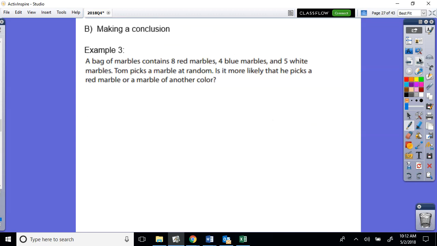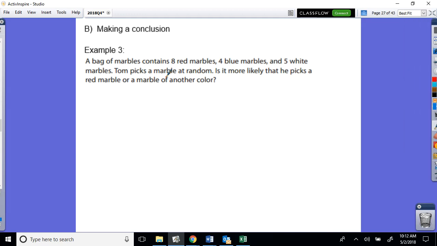The last type of thing you guys are going to do is make a conclusion. Basically, write out what you think will happen given a situation. We're going to calculate some probability and then make a conclusion on what we think would happen. A bag of marbles contains 8 red marbles, 4 blue marbles, and 5 white marbles. Tom picks a marble at random. Is it more likely that he picks a red marble or a marble of another color?